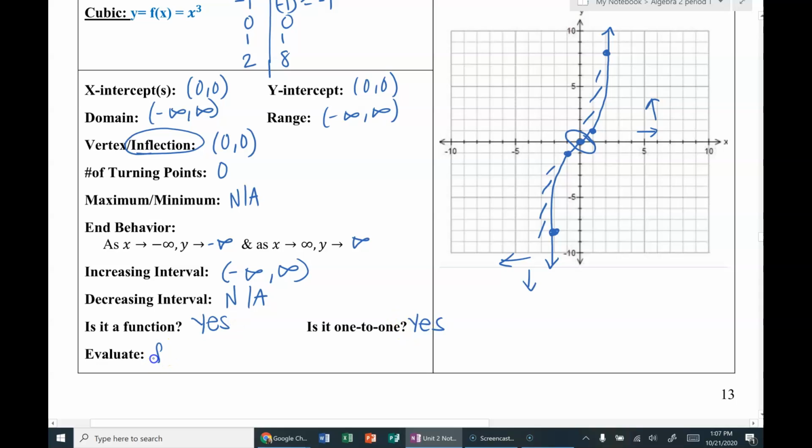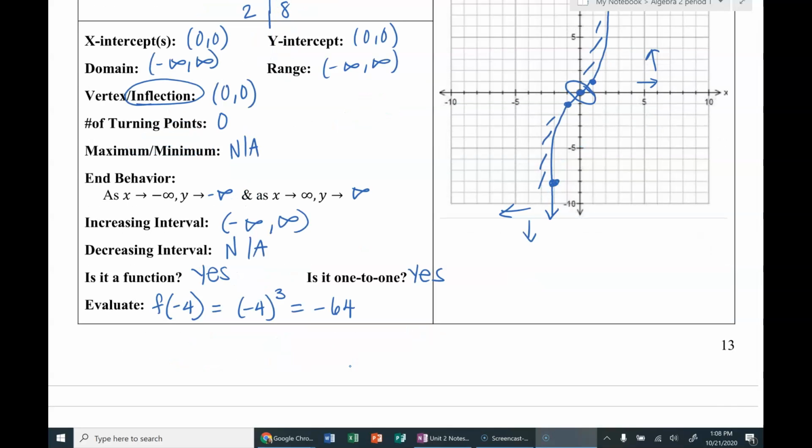Evaluate. I would like for you to find f of negative 4. So negative 4 to the 3rd power. Go ahead and give me the answer, please. Good job. And that's it, guys, for 2.5.